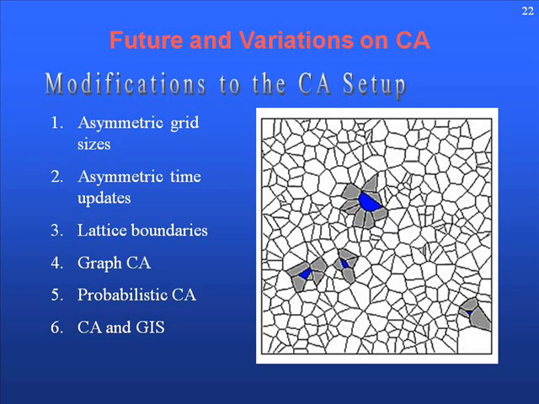Slide 22. The future of cellular automata-based investigations in tourism may involve non-standard features of cellular automata such as asymmetric grid sizes and asynchronicity in cell updates. Changes to the lattice boundaries and transition rules resulting in patterns that are stochastic. And instead of cells, one may choose to use nodes and vertices to weave graph cellular automata.